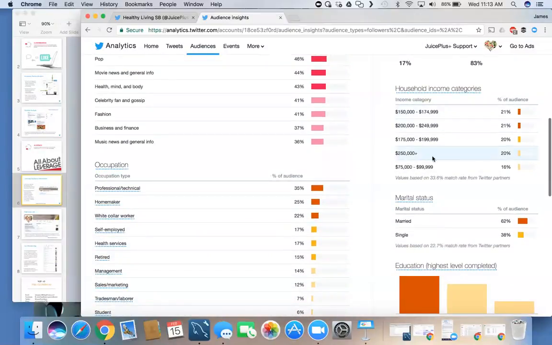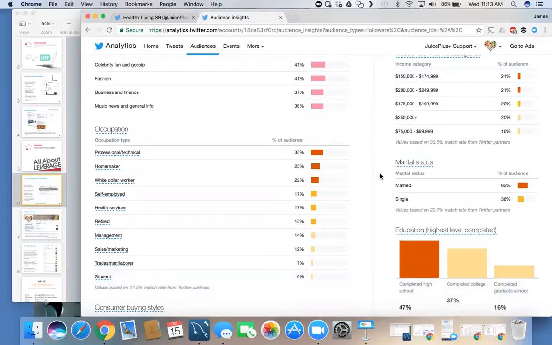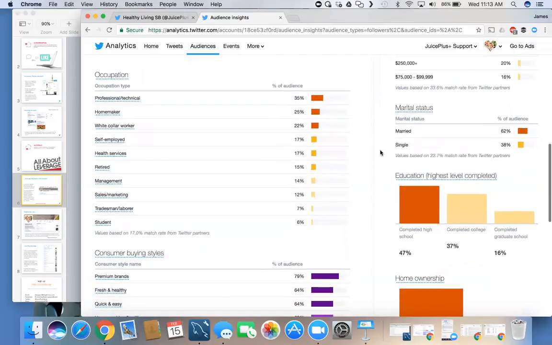Income, I truthfully don't know how in the world they get this information. I guess it's based on people's spending habits, but most people don't buy through Twitter, although you can. They try hard. And then married status, education level. But this is also kind of interesting because I know that for Juice Plus people, it is sometimes an additional work that they've set for themselves, and sometimes it's full time. So this is kind of interesting to look at.